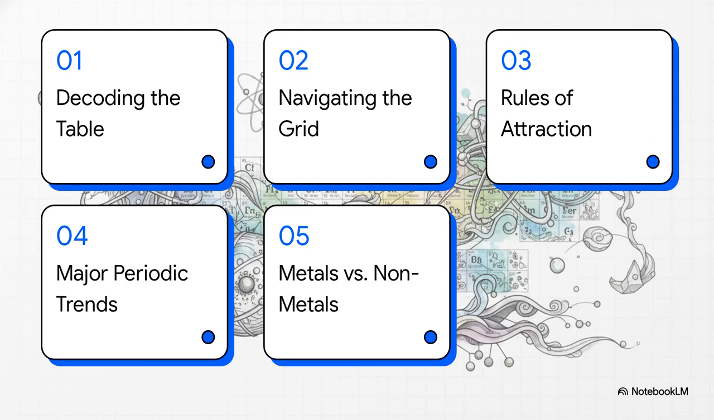So here's our roadmap for today. First, we'll decode the table's history. Then, we'll learn how to navigate the grid. Third, we'll uncover the rules of attraction. Fourth, we'll track the major periodic trends. And finally, we'll break down the great shift between metals and nonmetals.